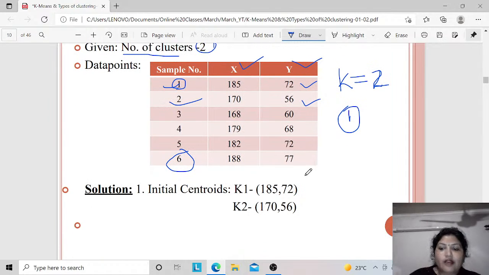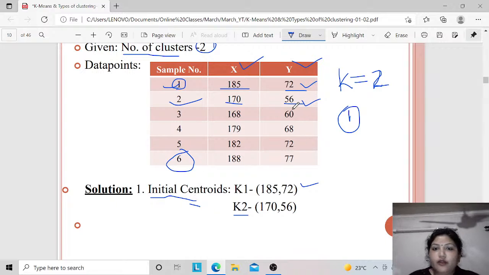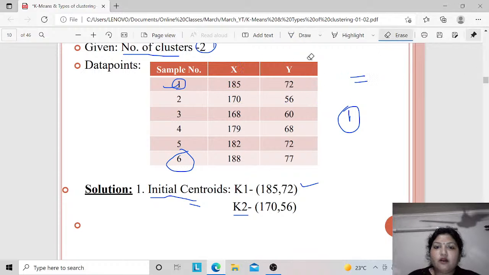So here what we have done, initially the centroid values: for the first, we have taken 185 and 72, and then for k2 we have taken 170 and 56. So these are our two centroids. Now let me explain in a short method how to calculate the clusters, how to calculate the distance.